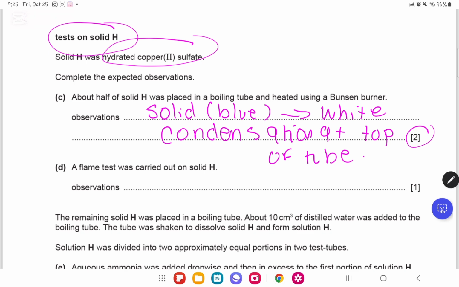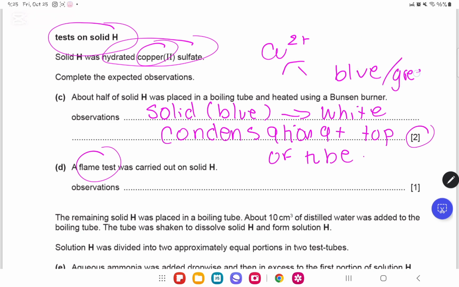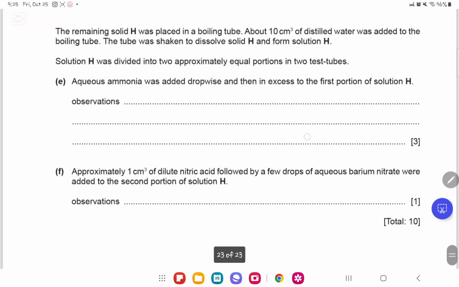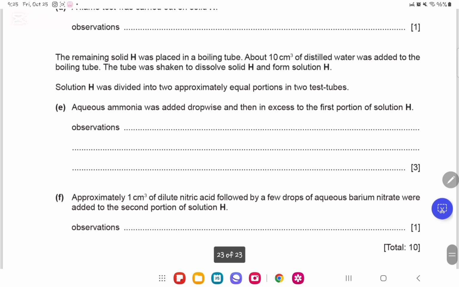Now they said a flame test was carried out on solid H. Since we have copper, Cu2+, the flame test will be blue, or light blue, or blue-green, however you like to call it. So here we will just say blue or blue-green flame. Now they told us the remaining solid H was placed in a boiling tube. About 10 cm3 of distilled water was added. The tube was shaken to dissolve solid H and form solution H. Solution H was divided into two approximately equal portions in two test tubes.